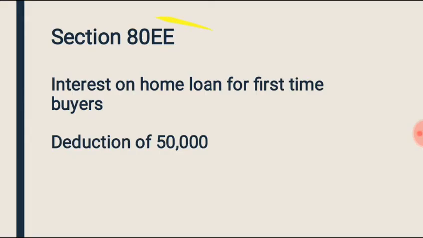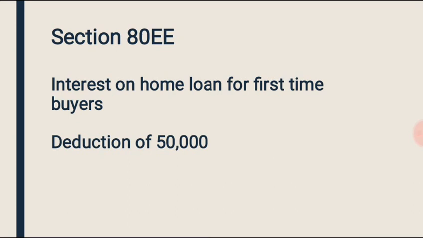There is another section called Section 80EE of Income Tax Act. The income tax benefits on interest on home loan for first-time buyers, that is covered in Section 80EE. Section 80EE provides for additional deduction of rupees 50,000 for interest on home loan. This incentive would be over and above the deductions of rupees 2 lakh under Section 24 and rupees 1,50,000 under Section 80C. That is very important.